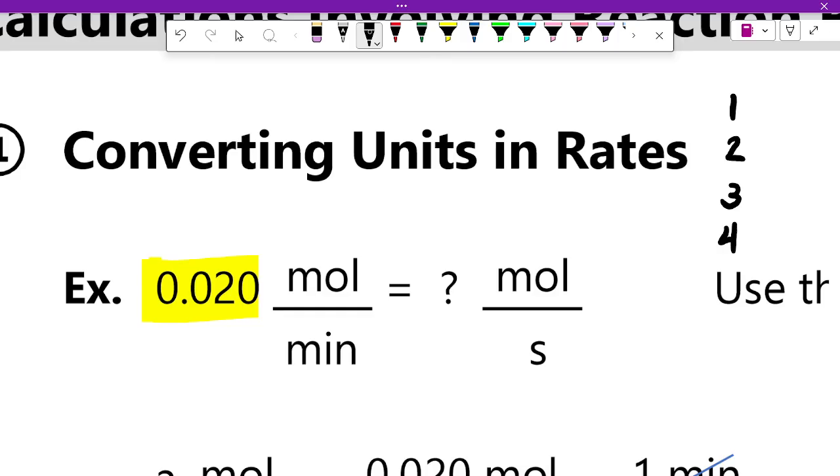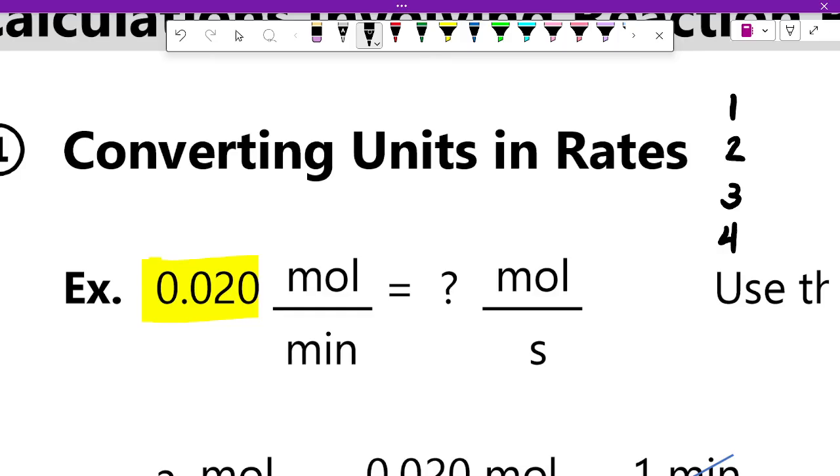Everything is a sig fig, if I remember correctly. It's either 3 or 4. It is the decimal. Everything is a sig fig. Yeah, it is 2.